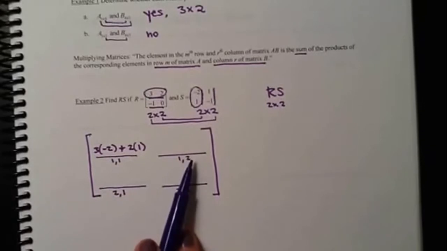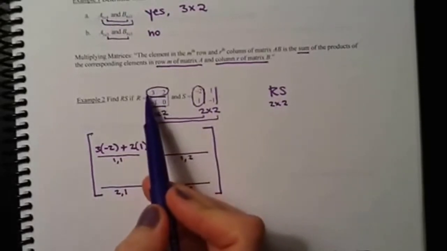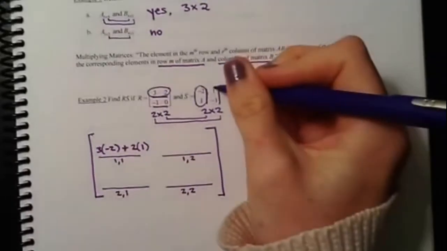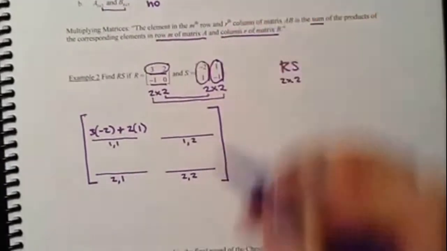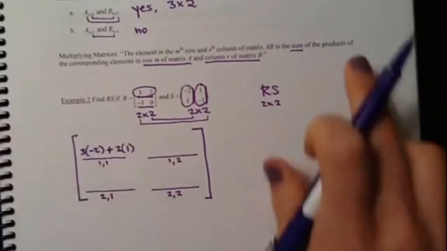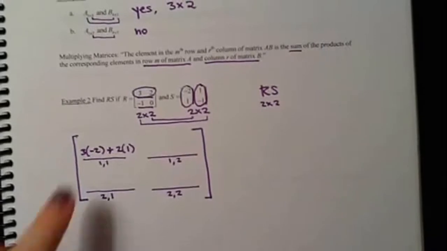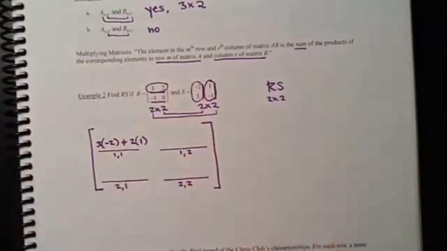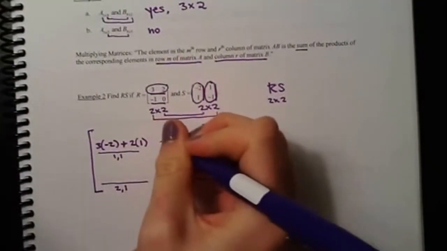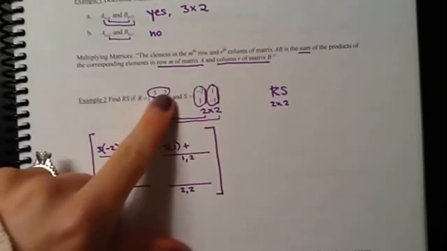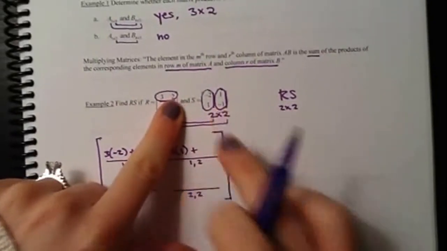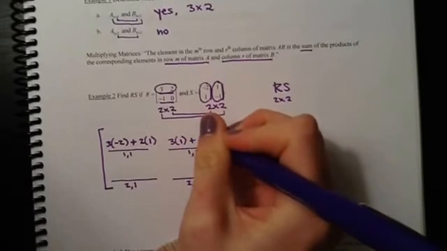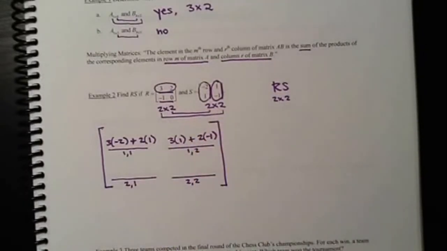Now, row 1, column 2 means I use these elements in row 1, and now I'm going to use these elements in column 2. So I look at the corresponding elements, take the product, add the products together. So I do 3 times 1, and then add that to 2 times -1. It's going to seem crazy right now. I promise it'll get easier as we get going.